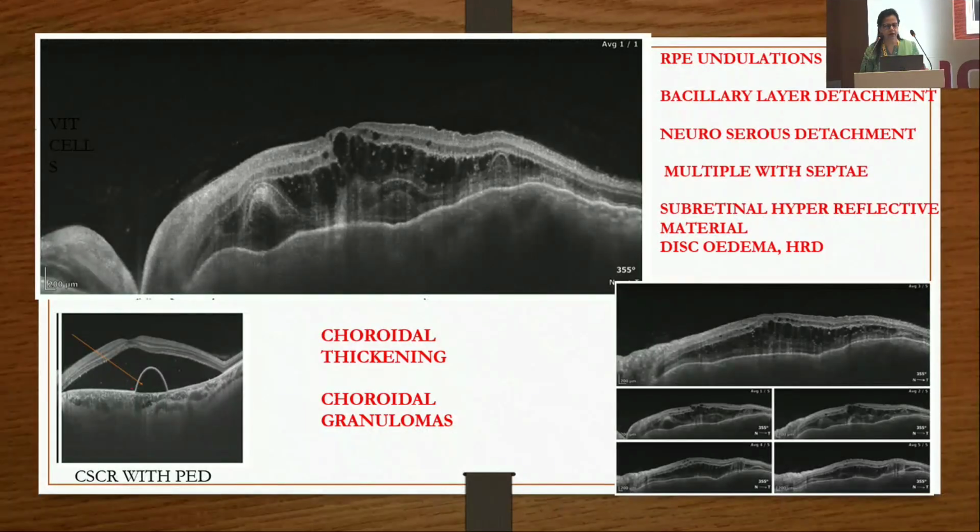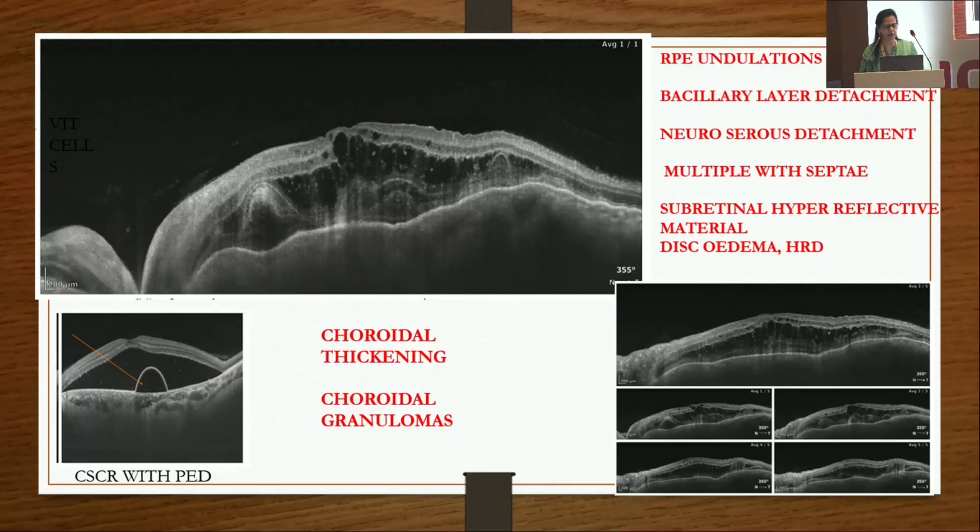So there are remarkable features which can diagnose VKH on OCT. This is a disease which involves the choroid, and there is diffuse choroidal thickening with choroidal granulomas leading to RPE undulations. There is a bacillary layer detachment along with neurosensory detachment, multiple septae, subretinal hyperreflective dots, and disc edema with choroidal thickening and multiple granulomas.